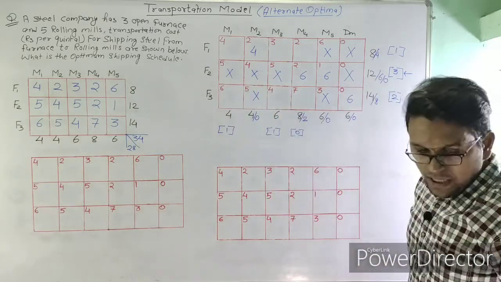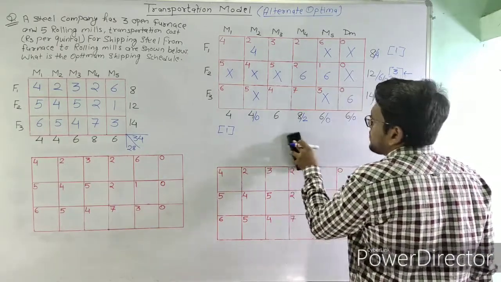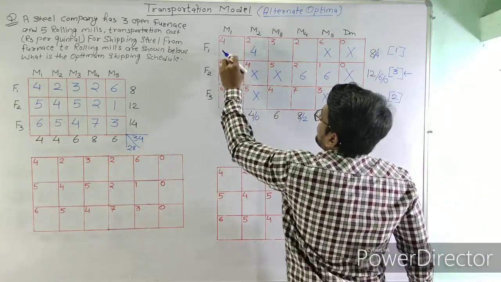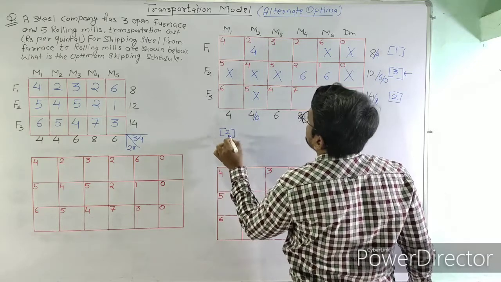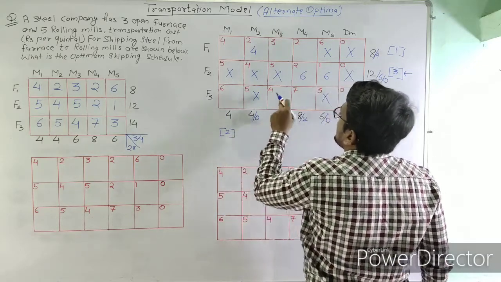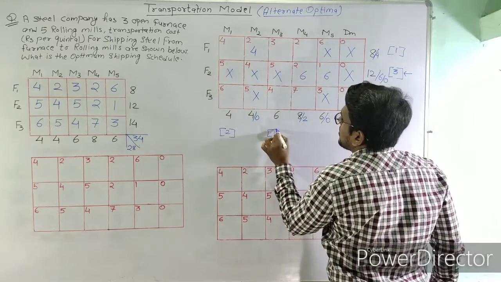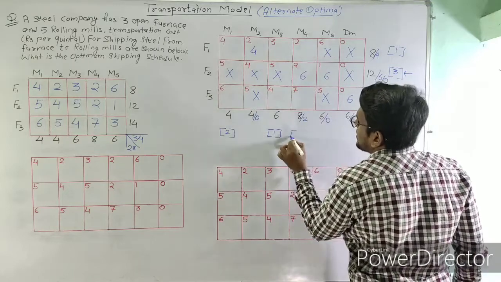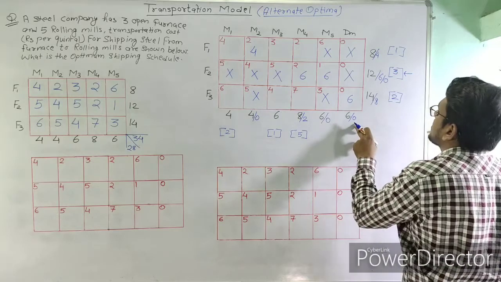Now again we need to calculate the penalties. So let us calculate the penalties for rows and columns. Here minimum is 4, next minimum is 6. The penalty here is 2. This has been fulfilled. Here minimum is 3, next minimum is 4. So penalty here is 1. Here minimum is 2, next minimum is 7. Penalty here is 5. This has been fulfilled. This has been fulfilled.